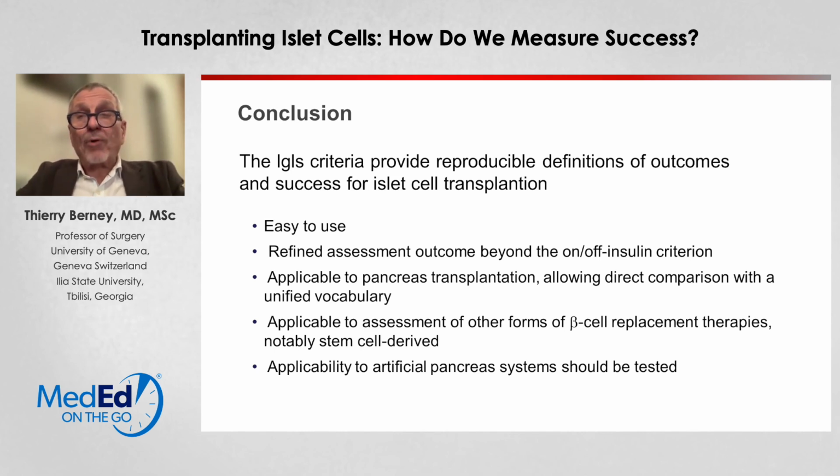But what is very important, especially in these times of new development, progress, and breakthrough trials, they are applicable to the assessment of other forms of beta cell replacement therapies, and notably stem cell-derived beta cell tissues, insulin-producing tissues. And the applicability to an artificial pancreas system should also be tested with these criteria, because of course insulin is by definition what is used in an artificial pancreas.